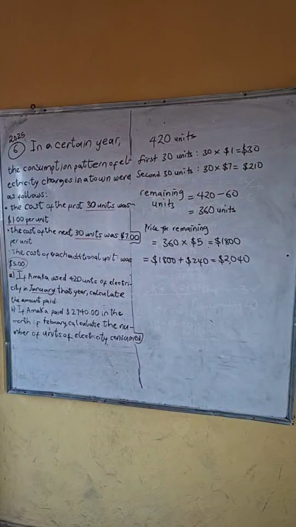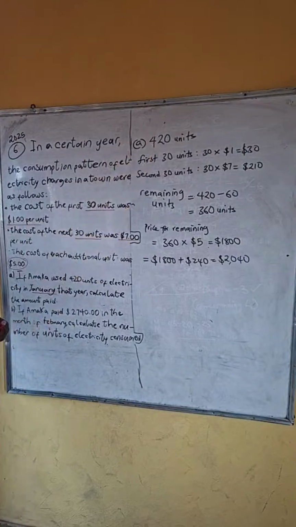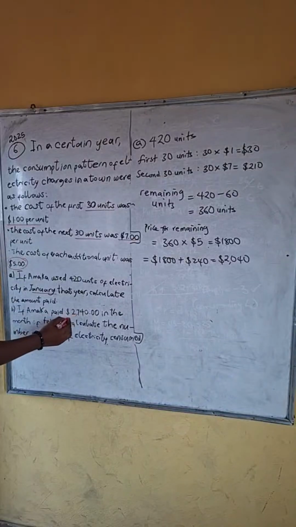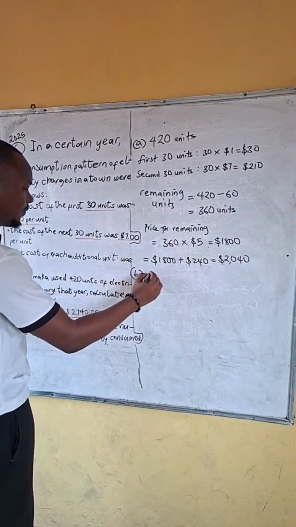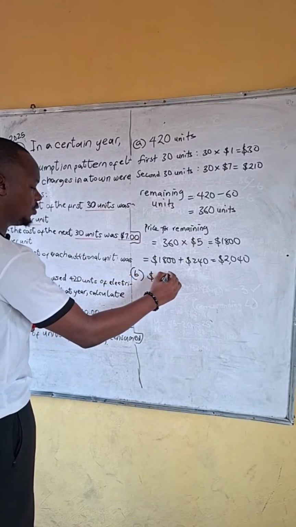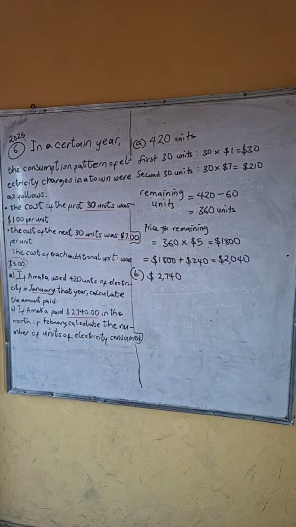Okay, so that's A. The next question here is to find, if Amaka paid this amount, so she paid $2,740 in the month of February, calculate the number of units. So in this other one, we're given the amount spent to look for the units used.